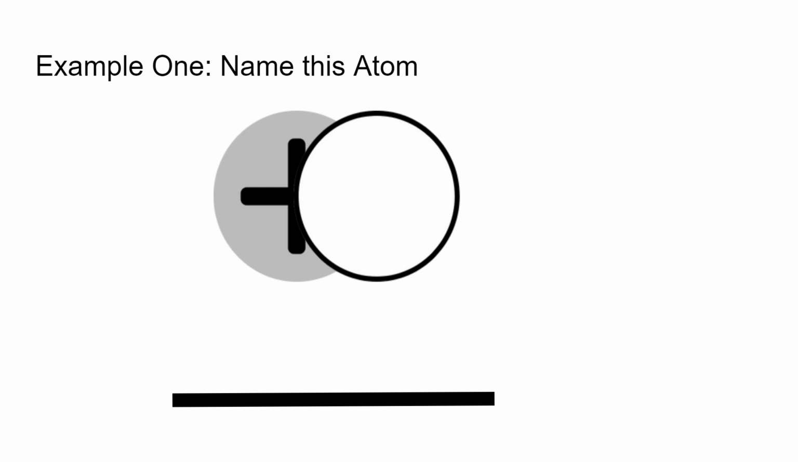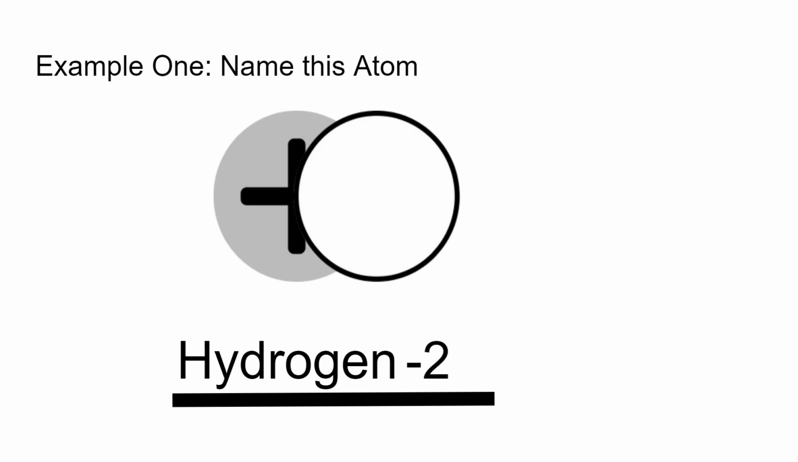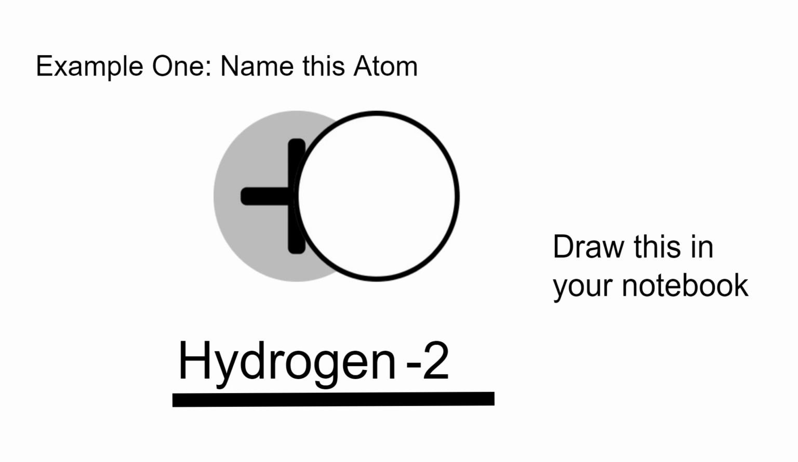Example 1. Let's see if you can name this atom. It has one proton and one neutron. What is this atom called? It is called hydrogen because it has one proton, and hydrogen is the first element on the periodic table. And what's its last name? Let's go ahead and count the particles. We have 1, 2. So it is hydrogen 2. Pretty straightforward. Go ahead and draw this atom in your notebook.